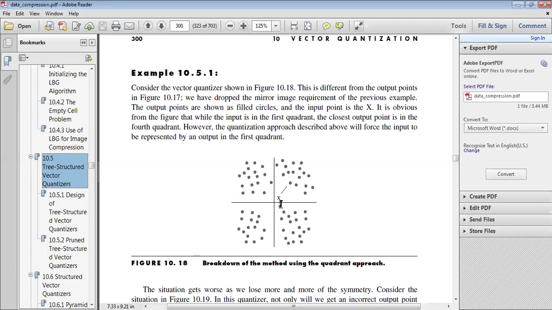So the quantization approach described above will force the input to be presented by the output in the first quadrant. ज्यादा कंफ्यूज होने की जरूरत नहीं है, बट इतना है कि this one is a non-symmetrical, so कोई भी डेटा एक दूसरे के सिमेट्री नहीं होगा. देखिए यहाँ पे जो डेटा है, this data has not symmetrical property with its neighbor quadrant like second quadrant and fourth quadrant.